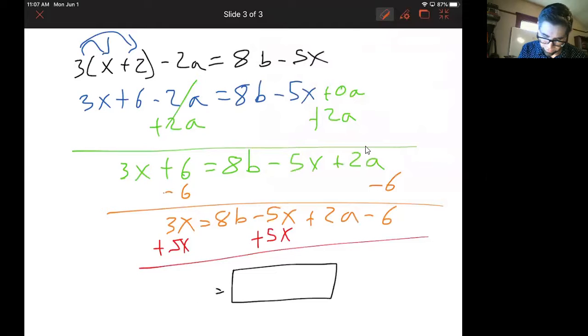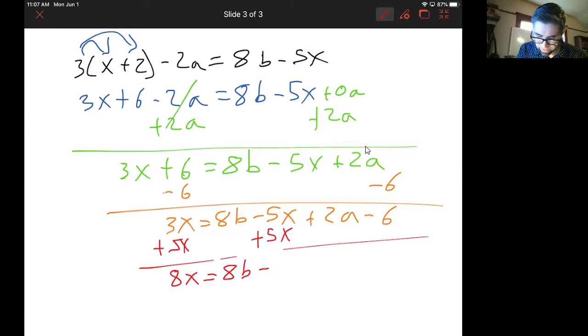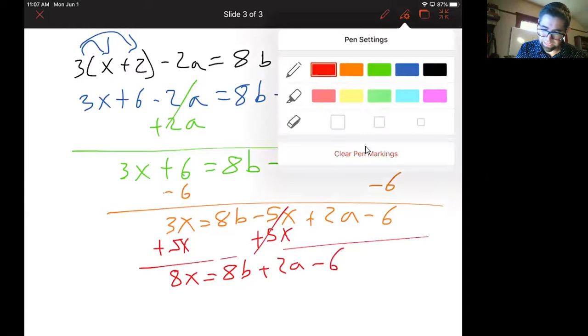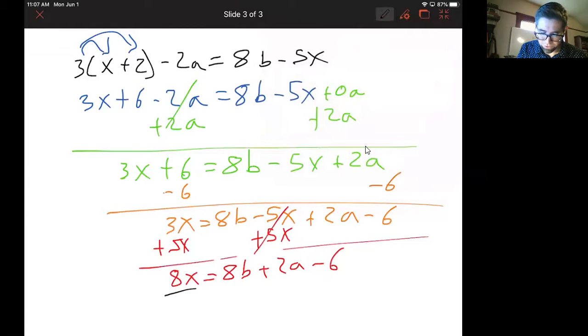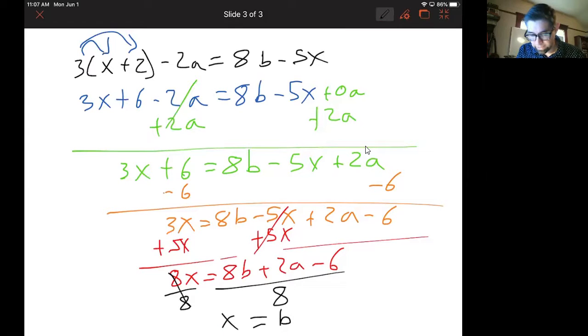Actually, I'm going to run out of room here. Let me move this. And I am left with 3x plus 5x is 8x equals 8b, that's eliminated, plus 2a minus 6. And then the very last thing I would need to do is divide both sides of my equation by 8. And so my final answer would be, or this solving for x would give me x equals 8 divided by 8 is 1b. 2 over 8 is going to give me plus 1/4 a, and then negative 6 over 8, negative 6 divided by 8 is going to give me negative 3/4.